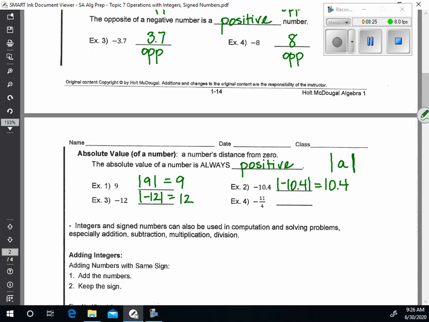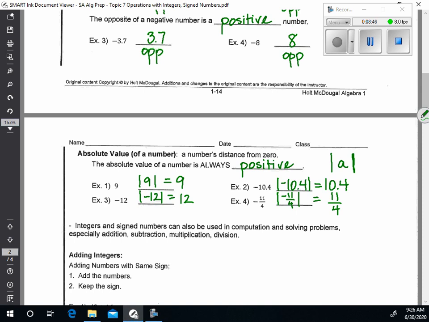Lastly, example 4, negative 11 over 4. So the absolute value of negative 11 over 4 would be positive 11 over 4. So again, same number, just as its positive value.